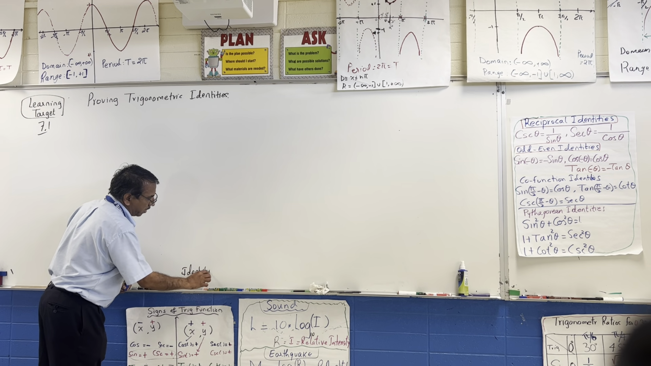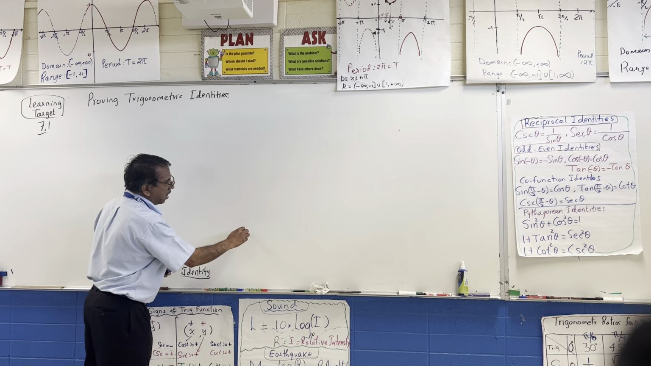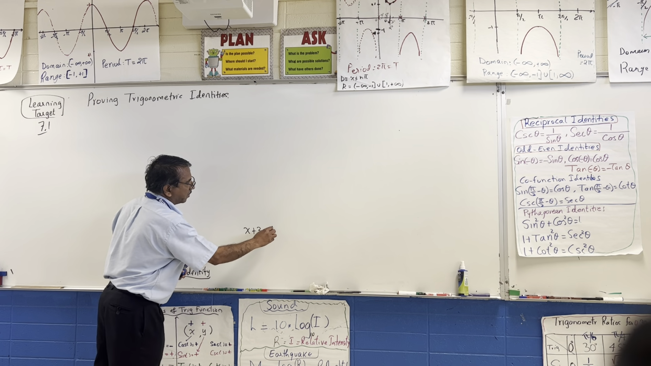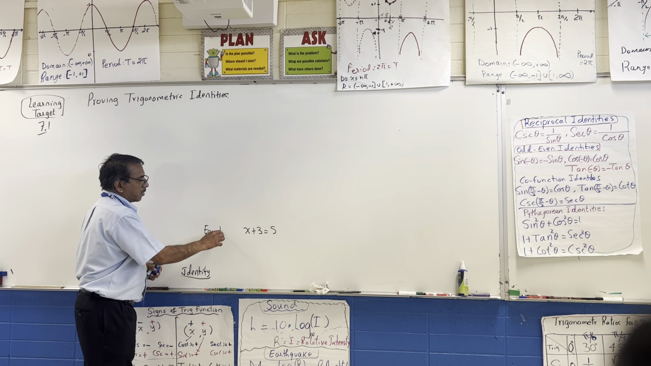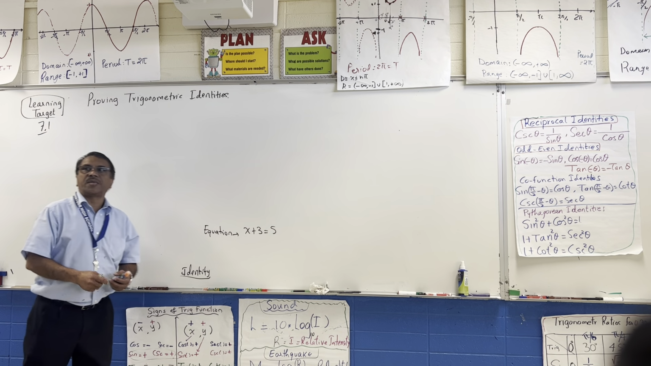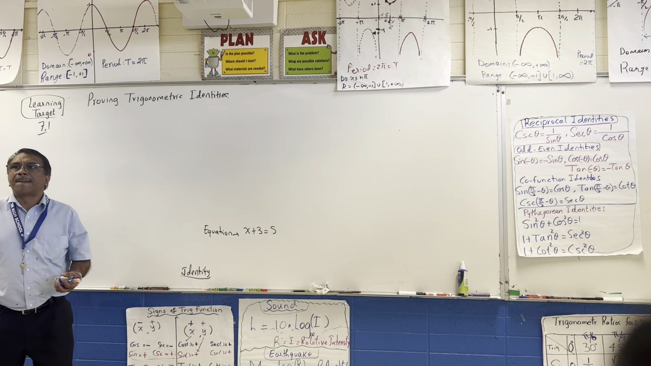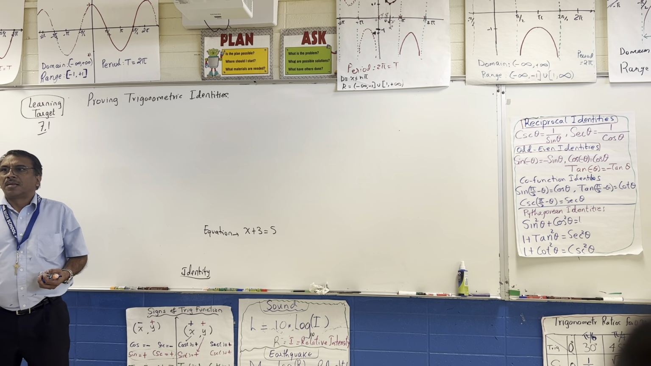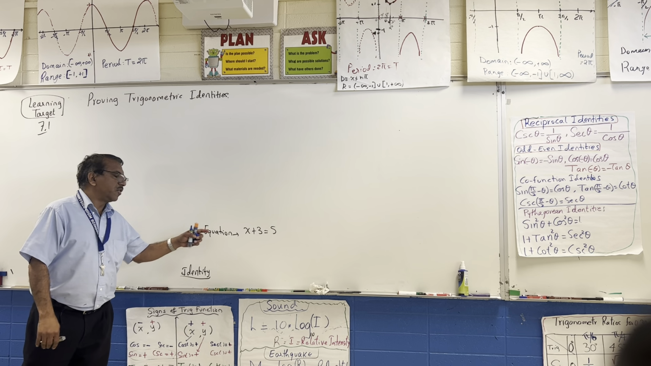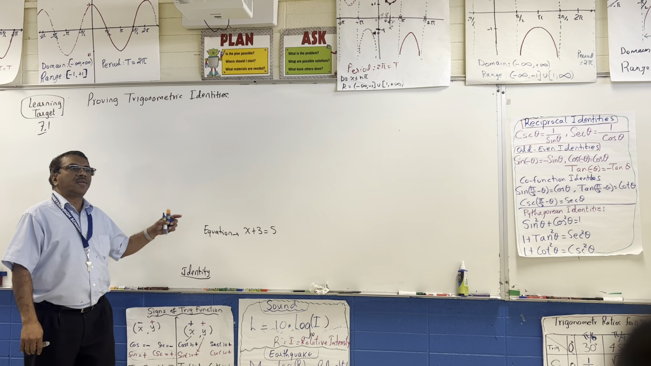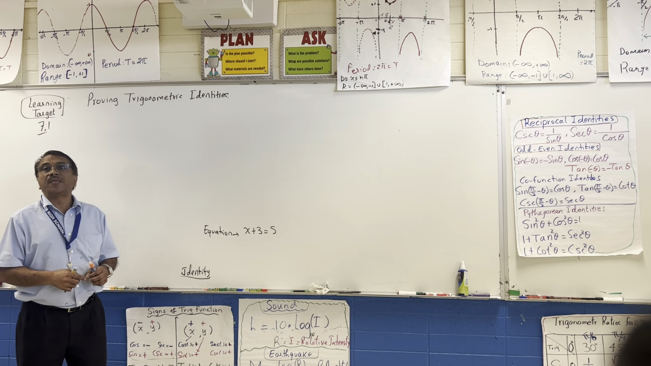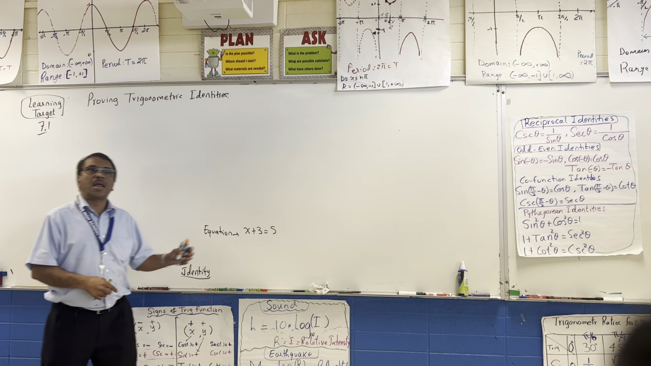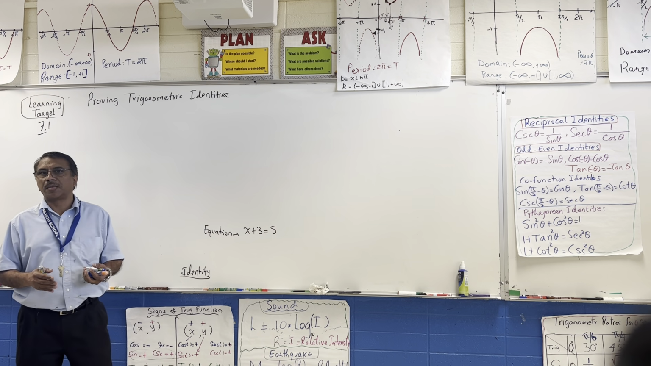So identity. Basically, if I write x plus 3 equals 5, this is an equation. I'm having an equation x plus 3 equals 5. Can you tell me, is this an identity? How do we know something is an identity? Is it valid for every x? Is the left equal to the right all the time, or only at certain times?